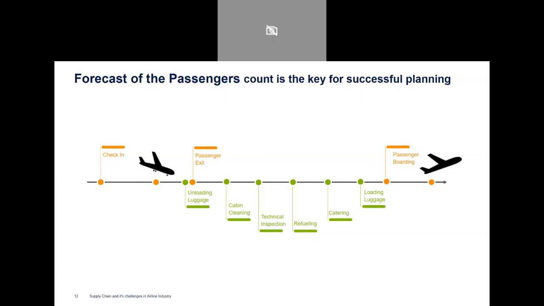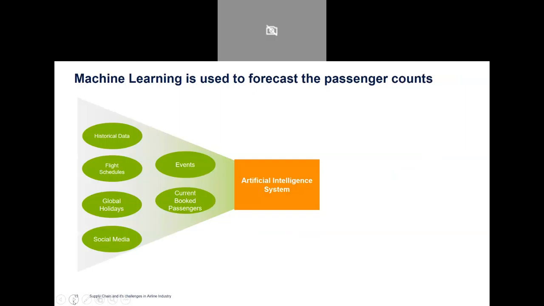And here is where my project, which I did as a global project, comes into place. The next slide. This was the project which I did in my project manager role, which was a global project. I led this project for 2 years, and it has been successfully implemented across the globe now. We used a machine learning technique for this project.